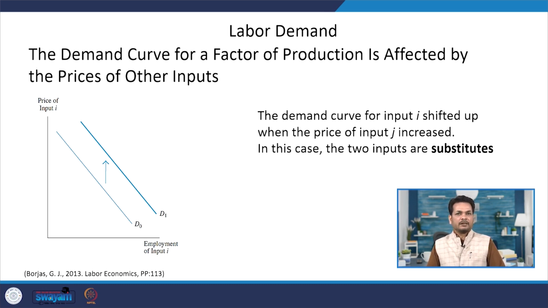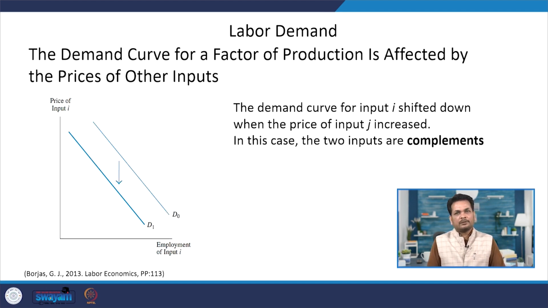Now, the demand for factor input I shifts up when the price of input j increases. The demand for factor input I goes up. So, in this case, I and j are substitutes in nature. Now, if the demand curve for factor input I shifts down when the price of input j increases, in this case these two inputs are called complementary.